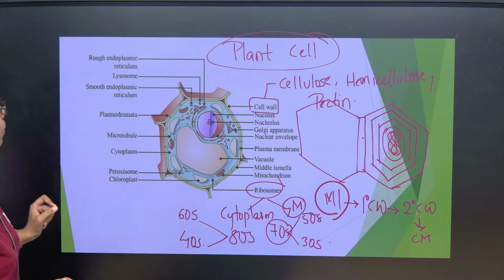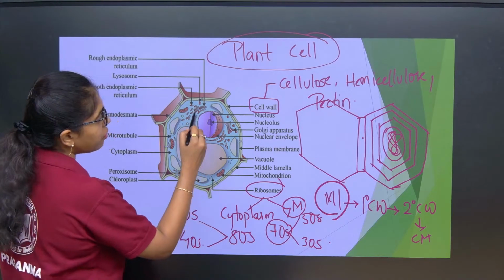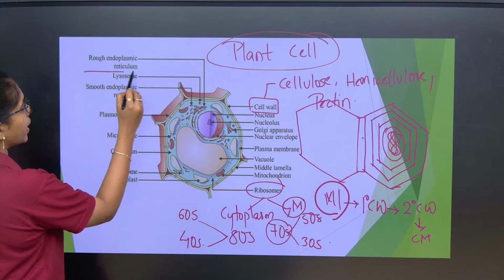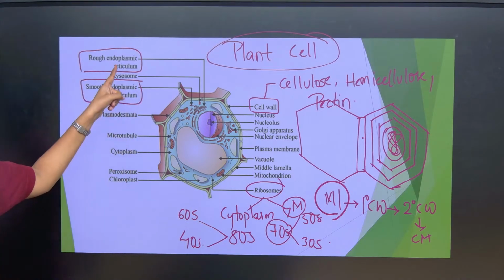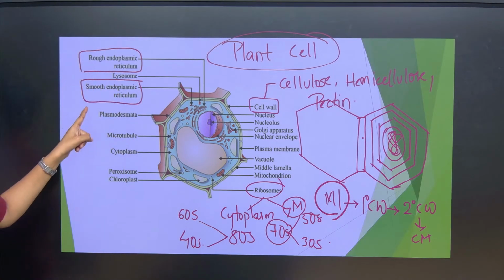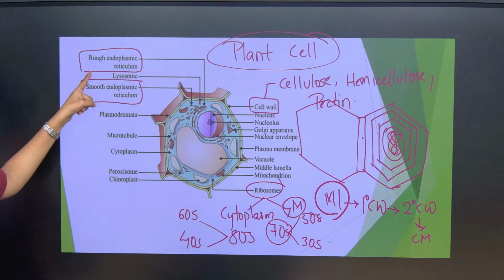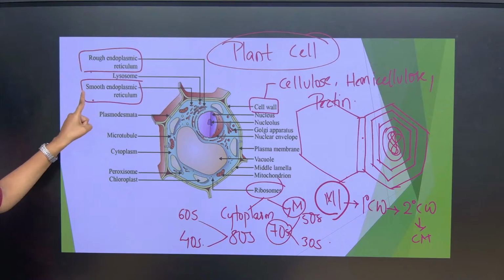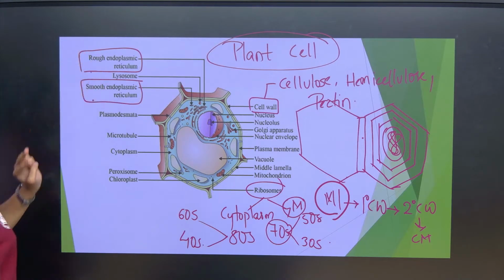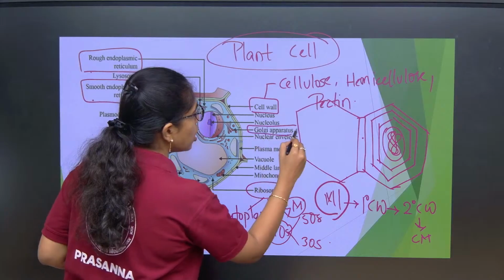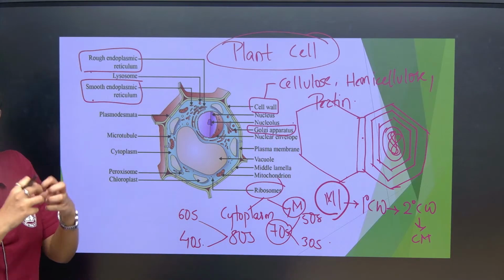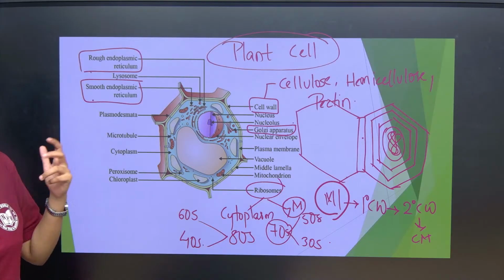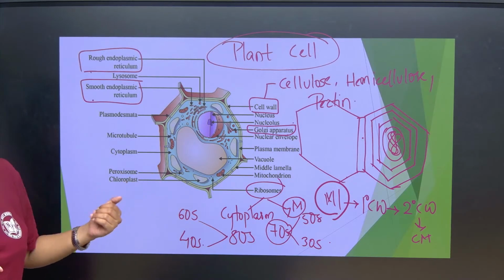Fine. Coming to single membrane bound organelles. What are the single membrane bound organelles that you will see? First is the endoplasmic reticulum. Endoplasmic reticulum is of two types: rough endoplasmic reticulum and smooth endoplasmic reticulum. RER will synthesize proteins. SER will synthesize lipids. That's it. Second is Golgi bodies. Golgi bodies are single membrane bound organelles. What is their function? Packaging or synthesis of glycolipids and glycoproteins.